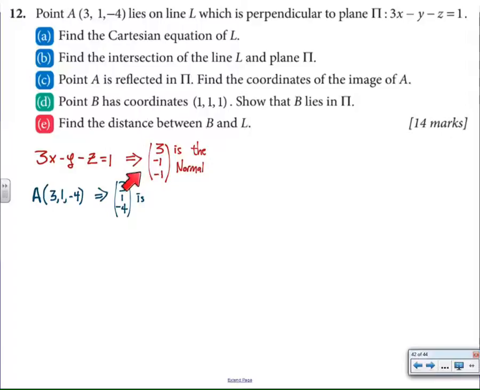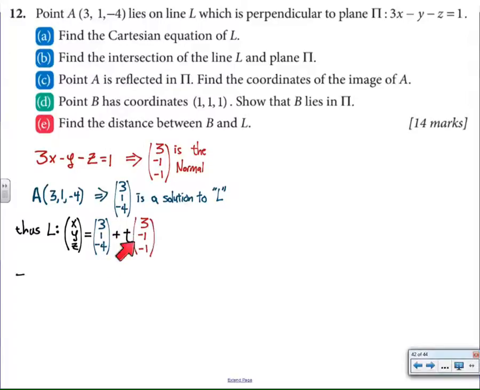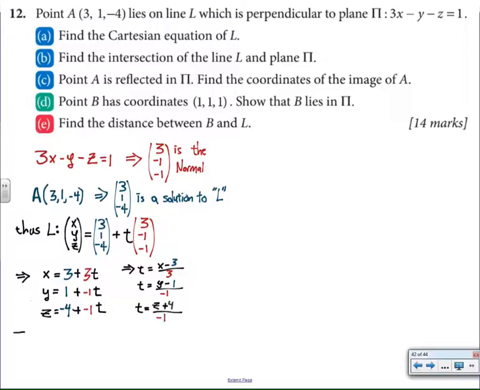So this is the direction vector, and we can convert the point A into a position vector, which is a solution to line L. Therefore, we can say the line L represents all x, y, z vectors that start at point A, or vector A in this case, and then we have the parameter time, and we'll head off in this direction. So this is the vector equation, and recall that to convert the vector equation to a Cartesian equation, we simply extract each dimension as functions of time, and then solve each for time, and since they're all the same time, we set them equal, and we get the equation of the line in Cartesian form.